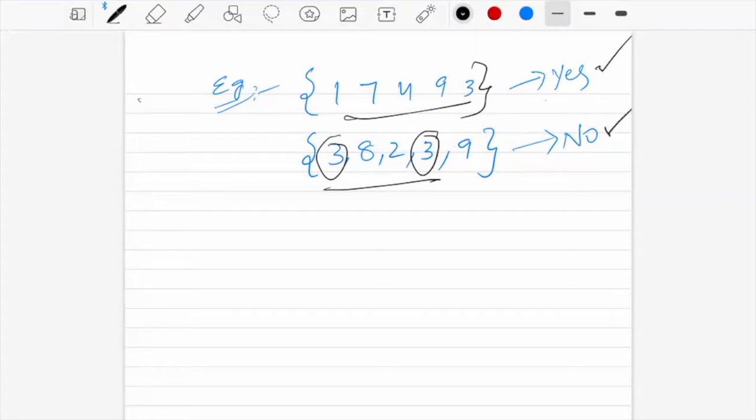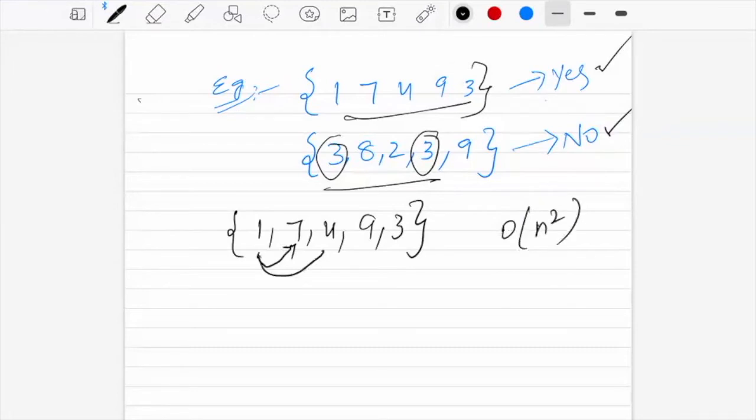Basically, the trivial solution for this algorithm will be O of n square. For example, if we take this same array 1, 7, 4, 9, 3, the trivial solution will be O of n square. Why? Because we will compare each and every element with the other elements, and we'll do the same for the rest of the elements. So this is not the effective way to do it.